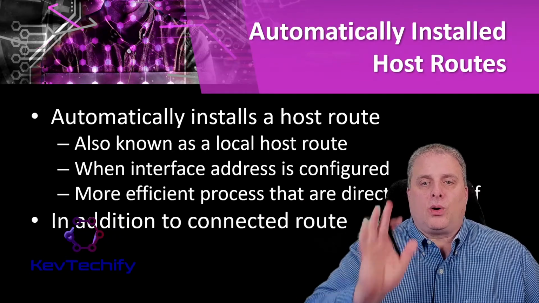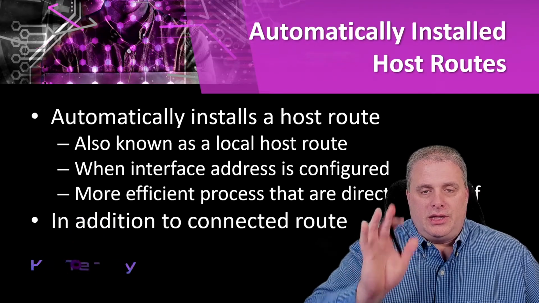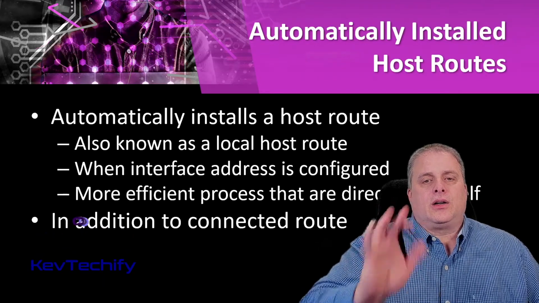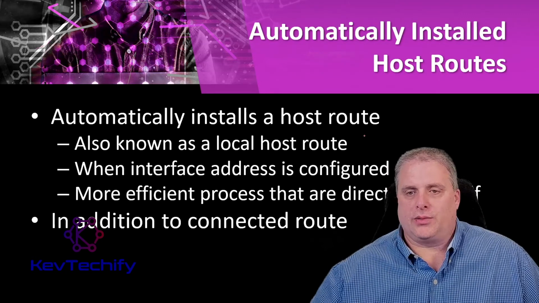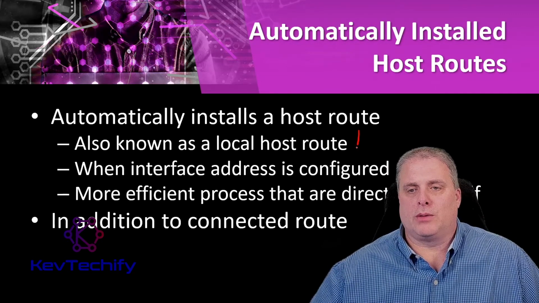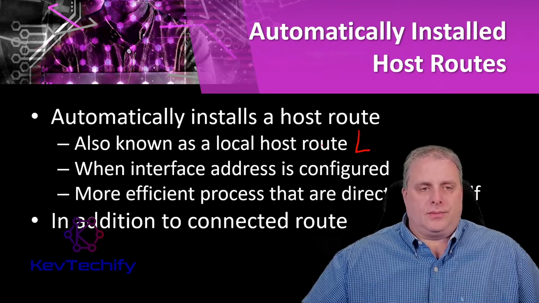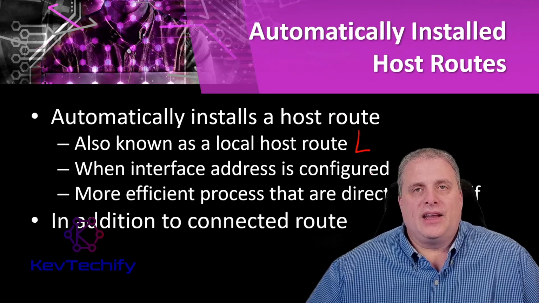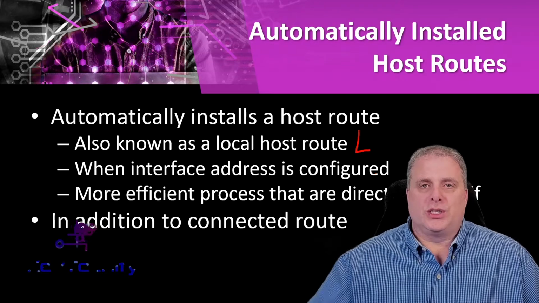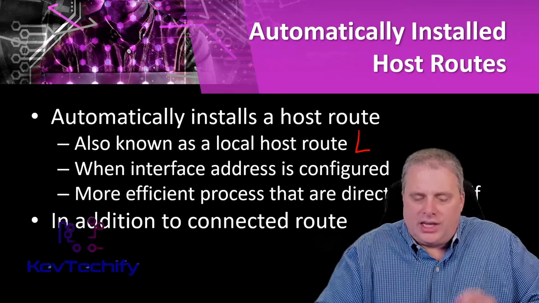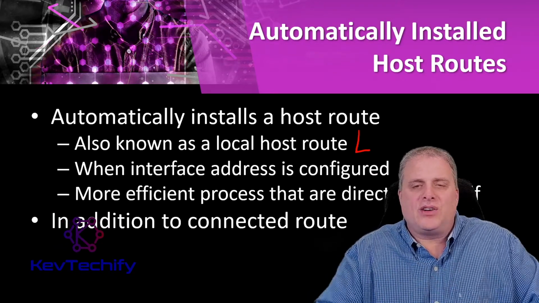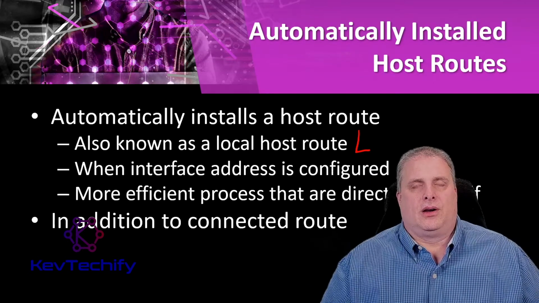Automatically installed hosts. This is also known as that local host route. That's what I talked about. When you do a show IP route, it comes up with the code L. It's known as the local host route. When that interface is configured, it puts it in there. Like I mentioned, you go into gig 0/0/0, you put in an IP address, it sets that up right there.